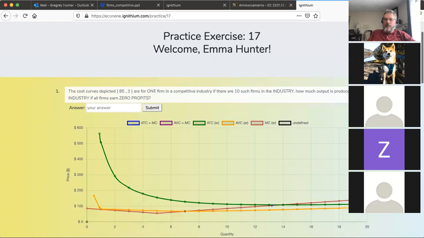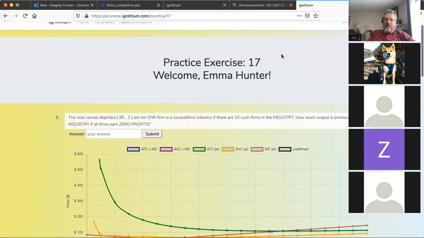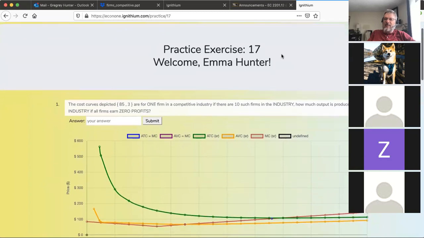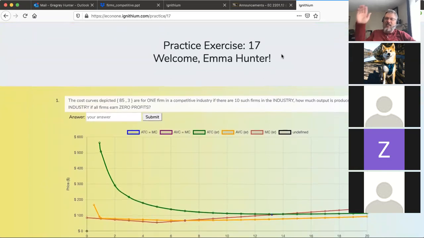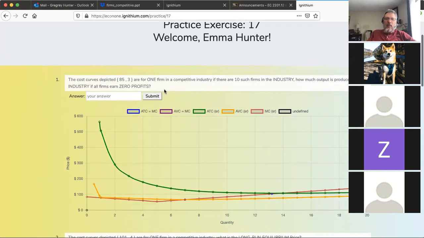So can you guys all see this? This is our next homework assignment, which is homework assignment 17. Can everybody see that? If you can't see it, just go ahead and raise your hand. We can see it. Okay, good. So let me move things out of the way here a little bit. So this is kind of like what we were talking about before.